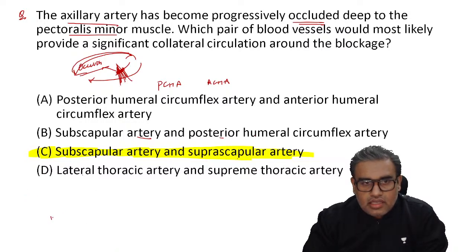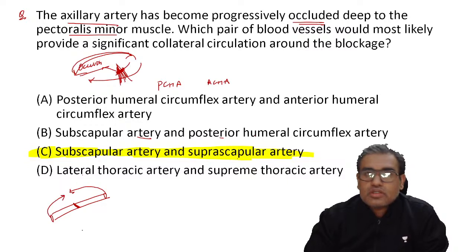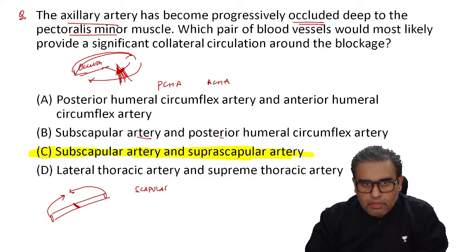look, there is an artery, it is getting blocked over here due to any reason. So proximal to it there should be some branches and distal there should be some branches, they should anastomose. Simple common sense. And they anastomose around the scapula. So the name of the topic is scapular anastomosis. Go through it in the upper limb.